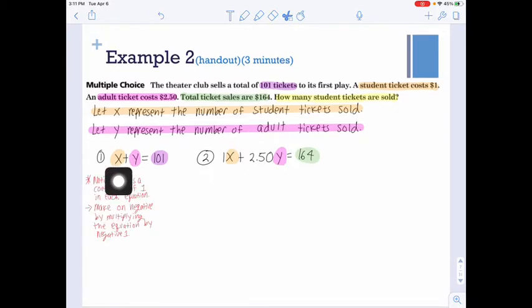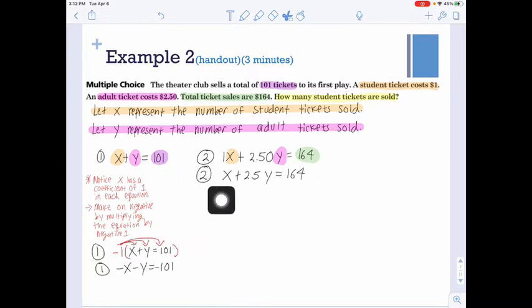Notice that X has a coefficient of 1 in each equation. We have X with a 1 in front. It's invisible because when it's just 1, we don't have to write it. Here we did write the 1 because we were identifying that it was $1 per student ticket. If we want to have opposite signs, we can make one of these equations have a negative 1x by multiplying the entire equation by negative 1.